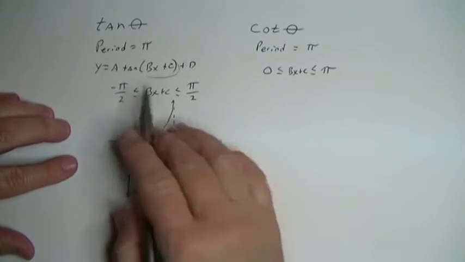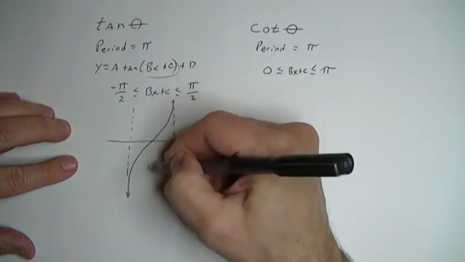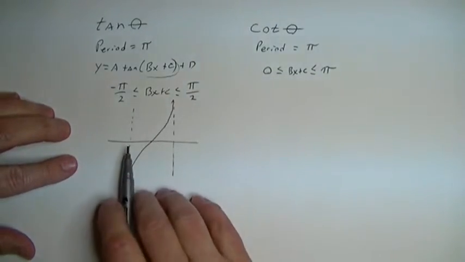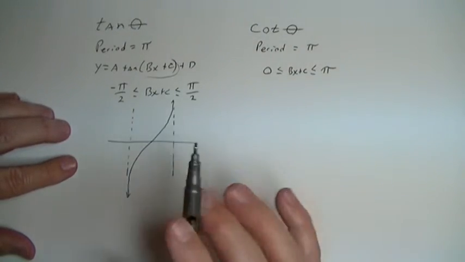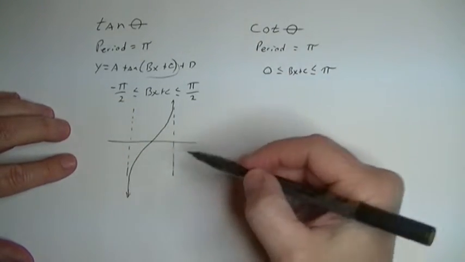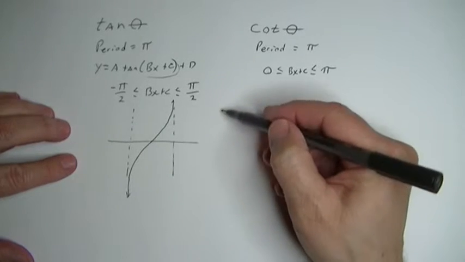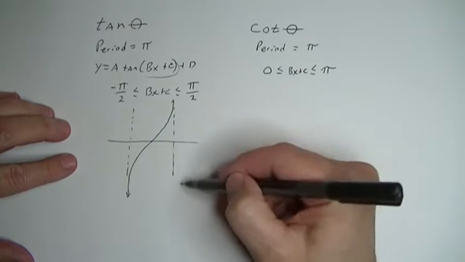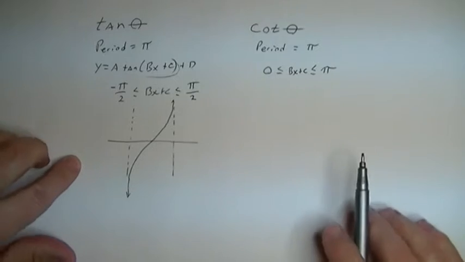And if there's no phase shift, then this would be the y-axis, and this would be negative pi over 2, and this would be pi over 2. So that's all well and good. You'd have another one equidistant out here, and you'd just do the same shape right there.